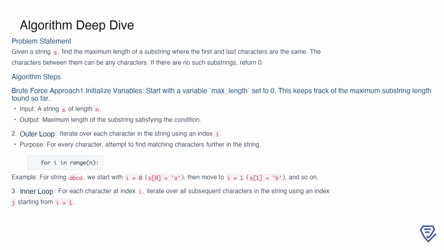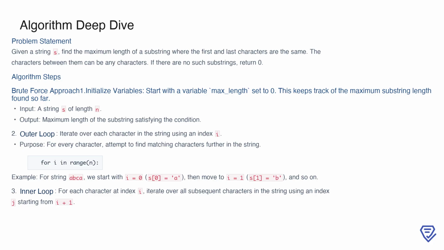The input is a string s of length n, and our goal is to find the output, which is the maximum length of the substring satisfying the conditions. The process begins with an outer loop that iterates over each character in the string using an index i. This loop allows us to select each character as a potential starting point for a substring. For example, in the string "abca", we start with the character at index 0, which is a, and then proceed to the next character b at index 1, and so on.